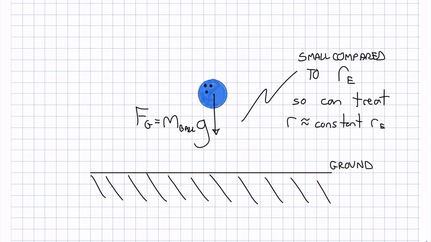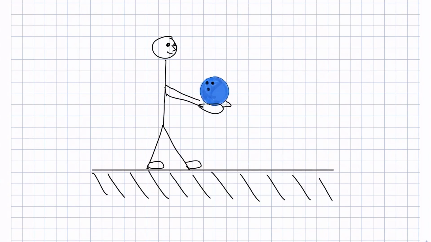Now, of course, g really isn't constant. It's different on the top of Mount Everest than it is on the surface of the Earth, and it is on the bottom of the Marianas Trench. But it's a good approximation for us. And that is why we can use Fg equals mg for our simple physics problem.